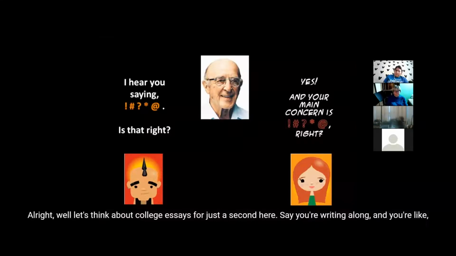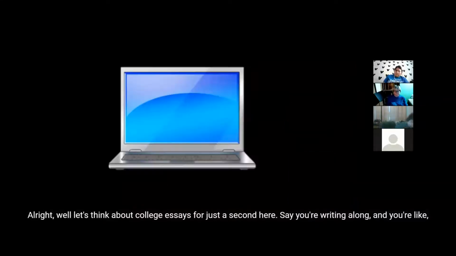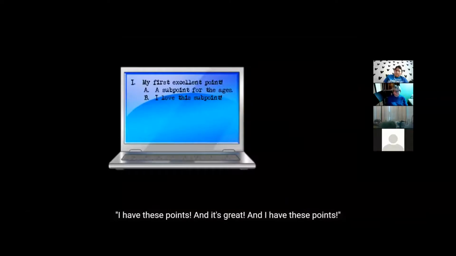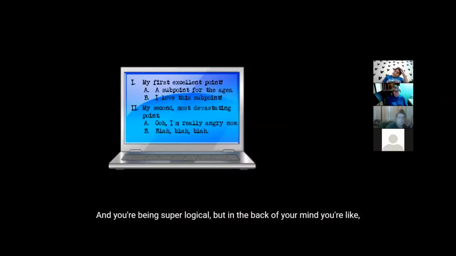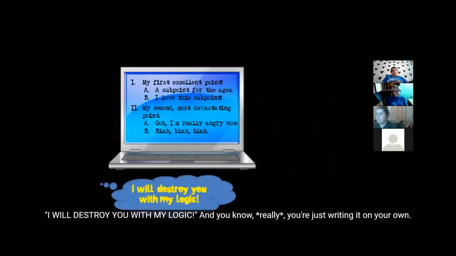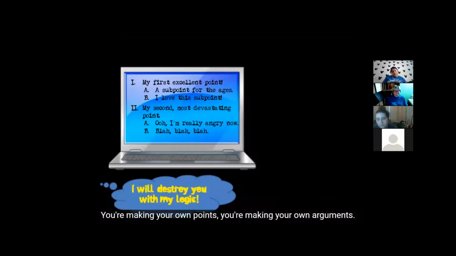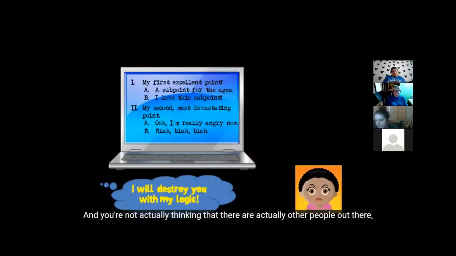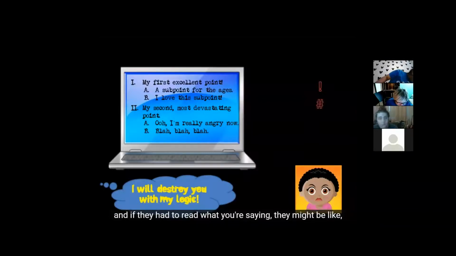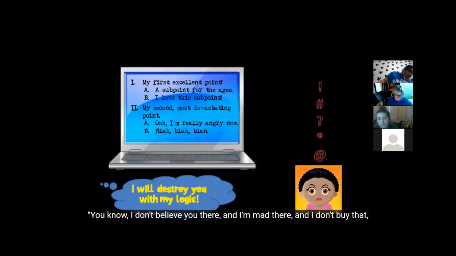All right, well, let's think about college essays for just a second here. Say you're writing along and you're like, I have these points and it's great, and you're being super logical. But in the back of your mind, you're like, I will destroy you with my logic. Really, you're just writing it on your own, making your own points and arguments, and you're not often thinking about the fact that there are actually other people out there. If they had to read what you were saying, they might think, I don't believe you there, and I'm mad there, and I don't buy that.